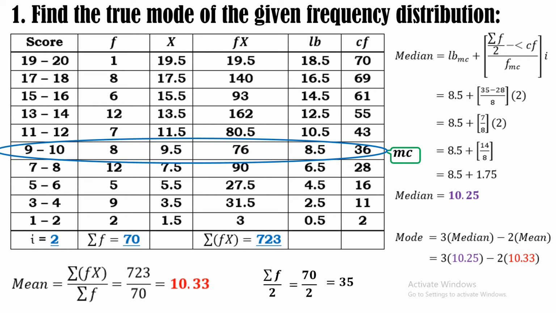10.33. So that is 30.75 minus 20.66. And that gives us 10.09. So the true mode of the given frequency distribution is 10.09. Take note, in solving the mean, the median, or the true mode, if the values are not exact, round off to the nearest hundredths or to 2 decimal places.